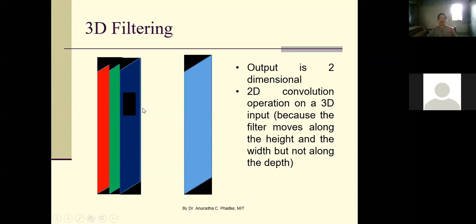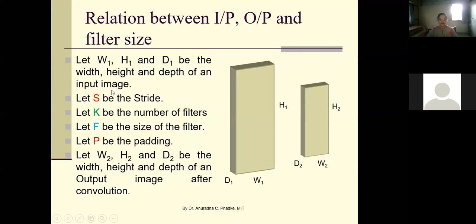So depth is 3 when you are using color images, and when you are using monochrome images, the depth parameter is 1. If we are using color images, we apply similar 2D convolution operation on all the 3 planes instead of a single plane. The relation between your input image, output image and filter size is mentioned here.